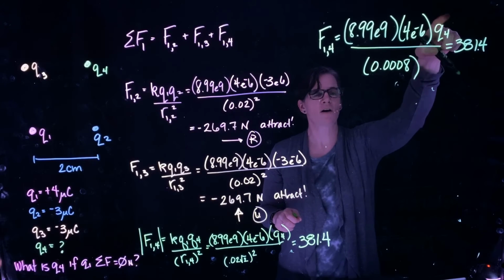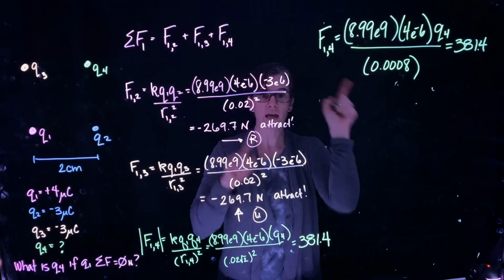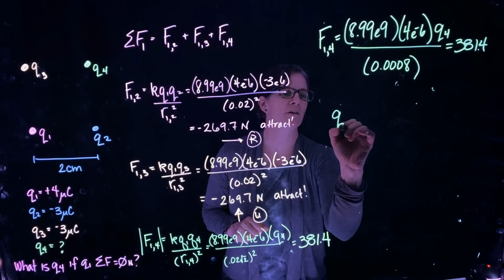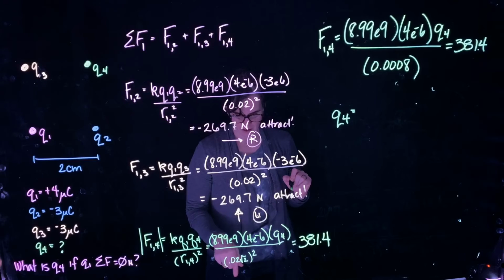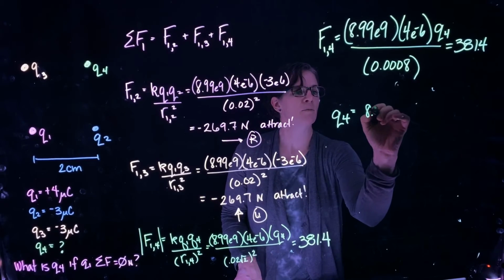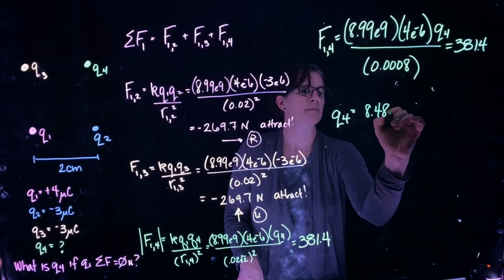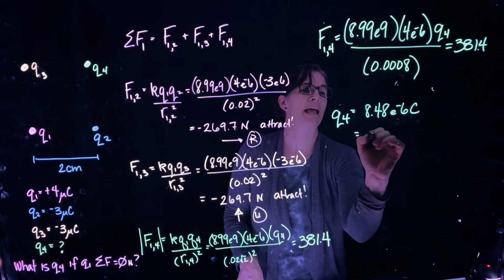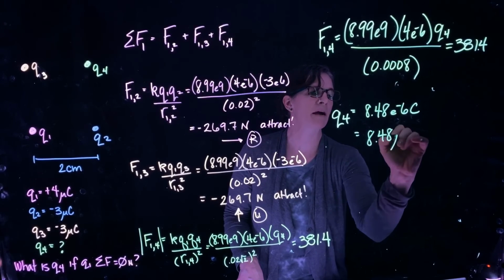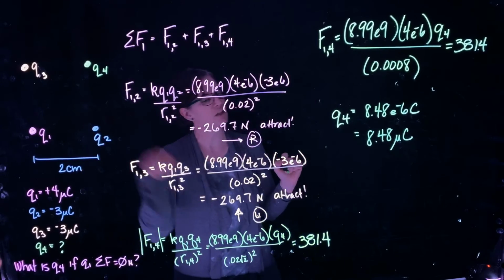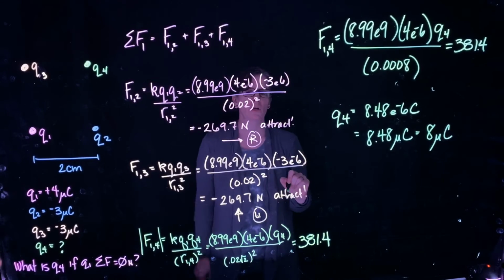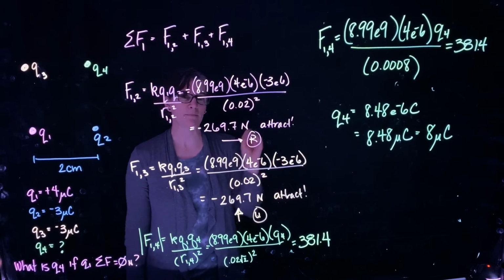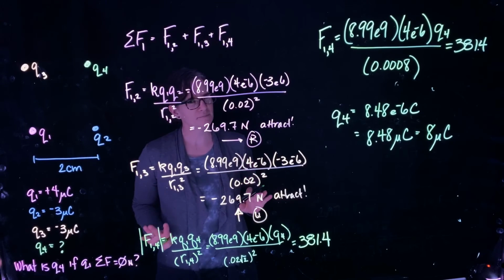This lets me solve for Q4. And when I do the algebra and solve for Q4, I get Q4 has a value of 8.48 times 10 to the negative 6 coulombs. So 8.48 microcoulombs. And since we're just dealing with single digits, this will be 8 microcoulombs. So it has a charge value of 8 microcoulombs. But we're not quite done yet because I still need to figure out the direction.